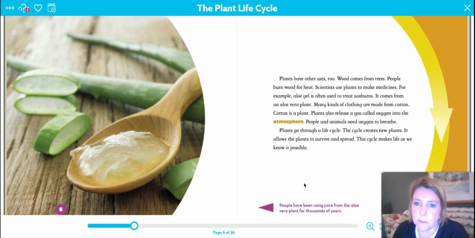In the last paragraph, it says plants go through a life cycle. The cycle creates new plants. It allows the plants to survive and spread. This cycle makes life as we know it possible. Again, I'm picturing, I'm envisioning how that paragraph is giving all kinds of information and wrapping those other paragraphs together to give me a conclusion.